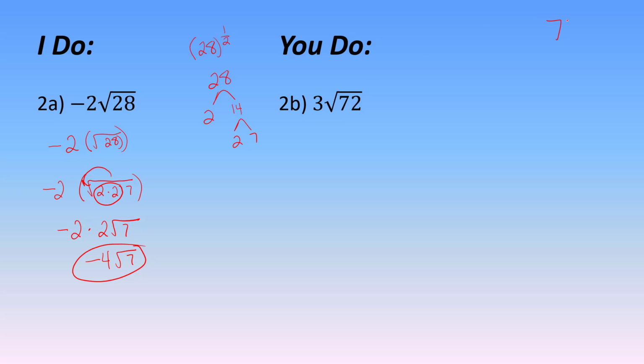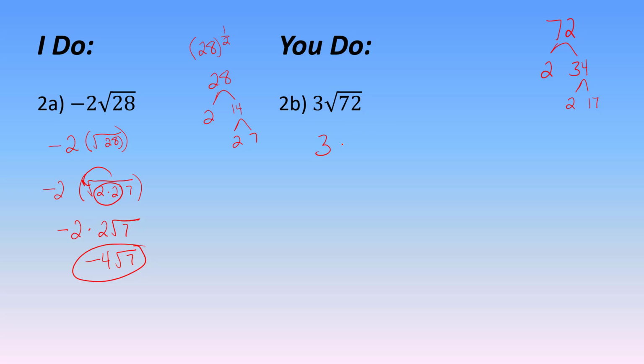All right, welcome back. 72. Our factors, 2 goes into 72, 3 with a remainder of 1, 12 would be 4. All right, 2 goes into 34, 1 time, remainder of 1, 14, so 17. 17 is a prime number. It's not going to simplify any further.